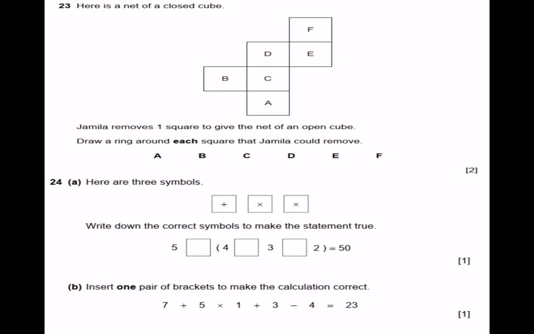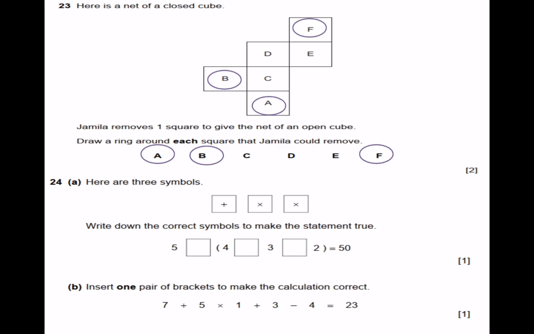Here is a net of a closed cube. Jamila removes one square to give the net of an open cube. Draw a ring around each square that Jamila could remove. To make an open cube, she can remove A, B, and F. Here we write down the correct signs to make the statement true.